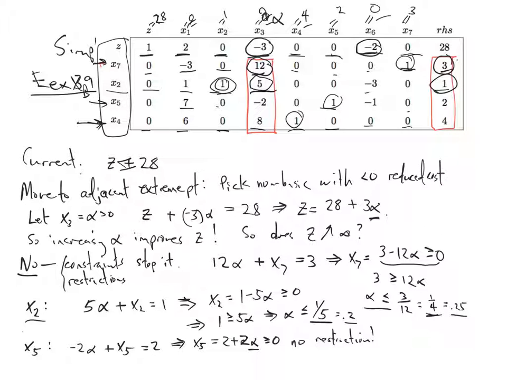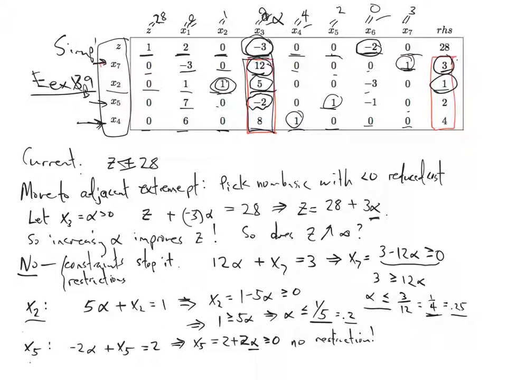So a negative number in the so-called U column underneath the entering non-basic variable doesn't get in the way. So we can increase alpha to infinity here without forcing anything. x5 is actually getting bigger when x3 gets bigger, but x2 and x7 are getting smaller as alpha increases.